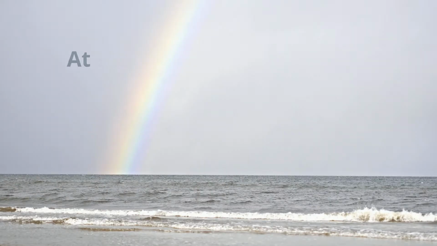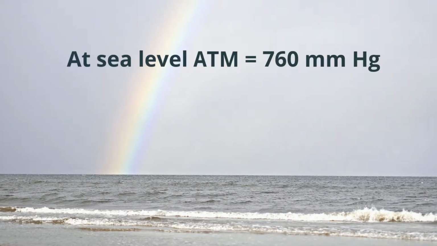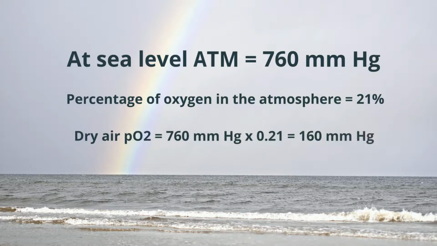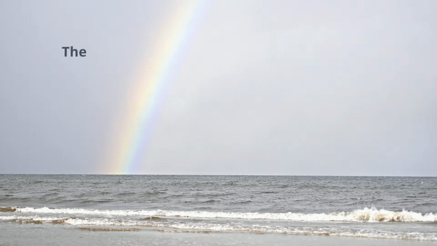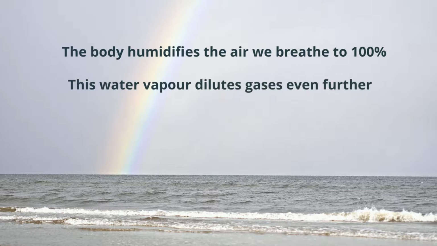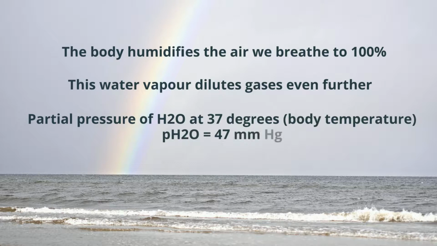At sea level, atmospheric pressure is 760 millimetres of mercury. The percentage of oxygen in the atmosphere is 21%. In dry air, the partial pressure of oxygen is 160 millimetres of mercury. However, the body humidifies the air we breathe to 100%, and this water vapour dilutes gases even further. The partial pressure of water at 37 degrees, our body temperature, is 47 millimetres of mercury.